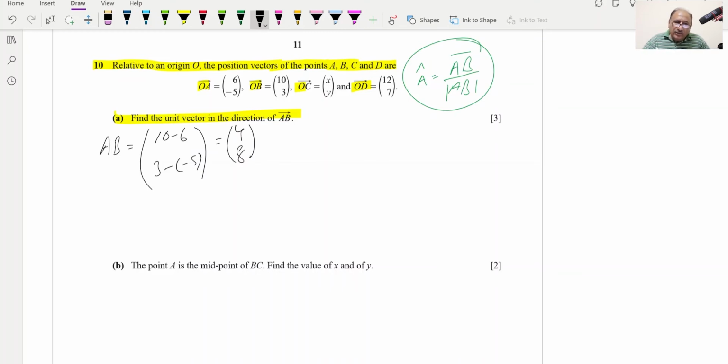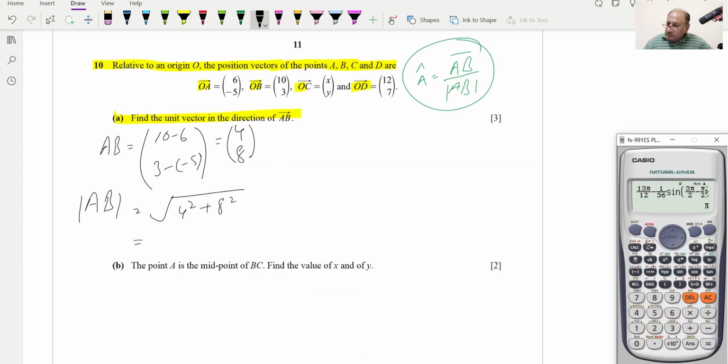Now we can find the magnitude of AB. |AB| will be equal to the square root of x squared plus y squared, so the square root of 4 squared plus 8 squared, which is equal to root 80. So we can write it as 4 root 5 or a decimal, but I'm writing root 80.